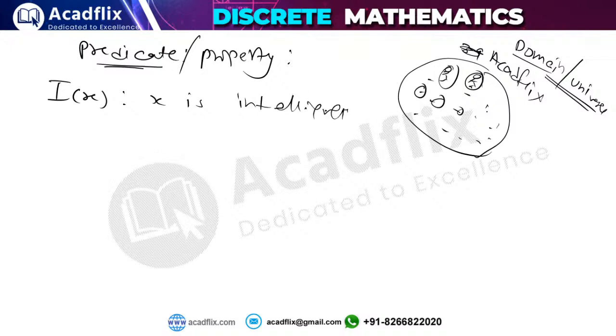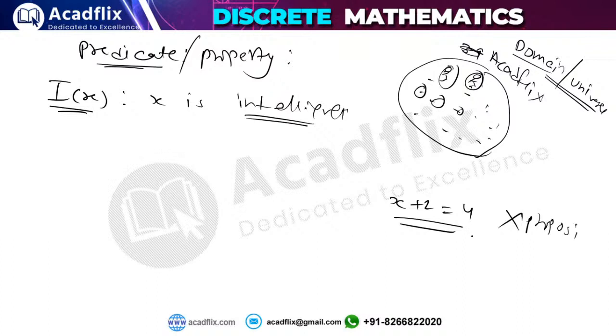Now this is a property. Remember, being intelligent is a property. So I am saying I of x. Now this is a predicate. Yesterday also I told you that whenever we have a statement like x plus 2 equal to 4, this is not a proposition. We have already discussed yesterday why this is not a proposition. Because the truth value of this sentence will depend on x.